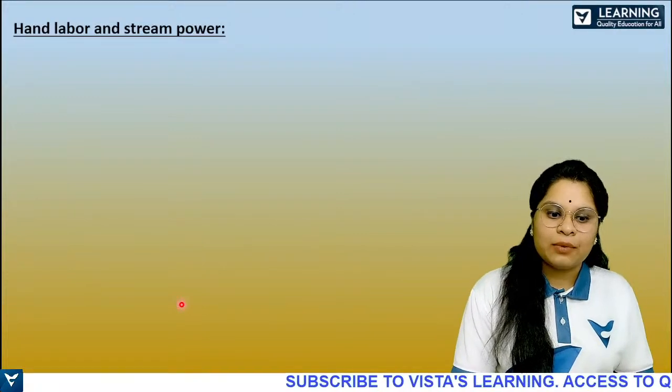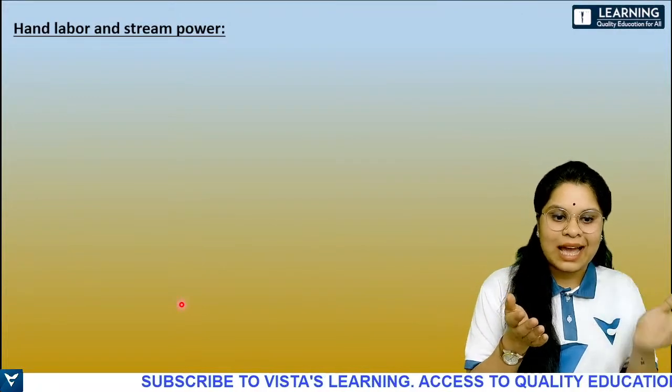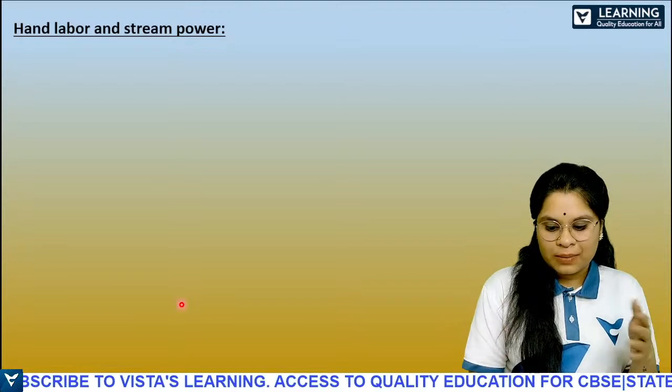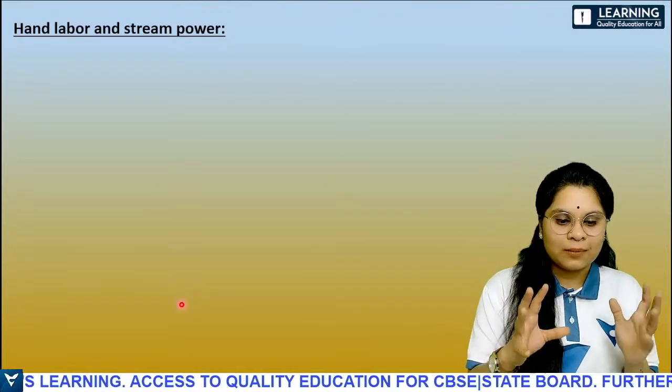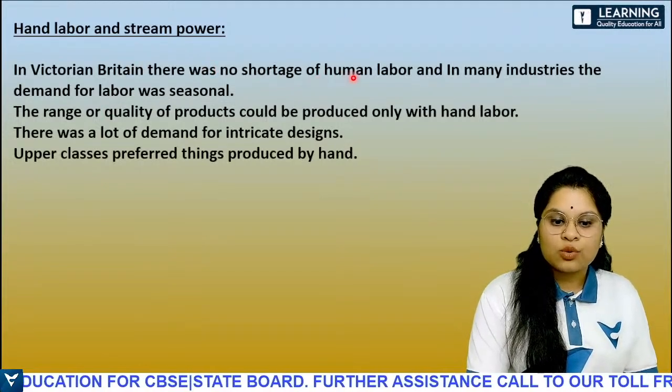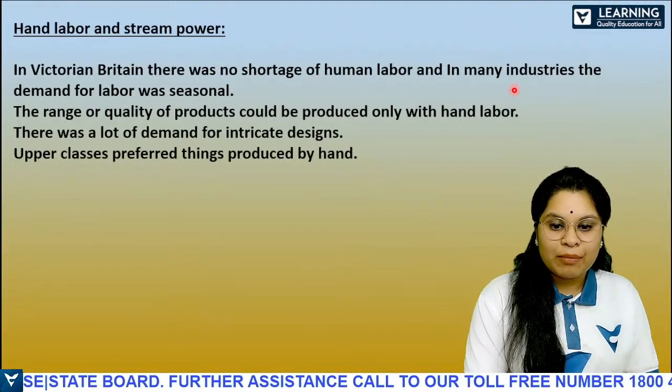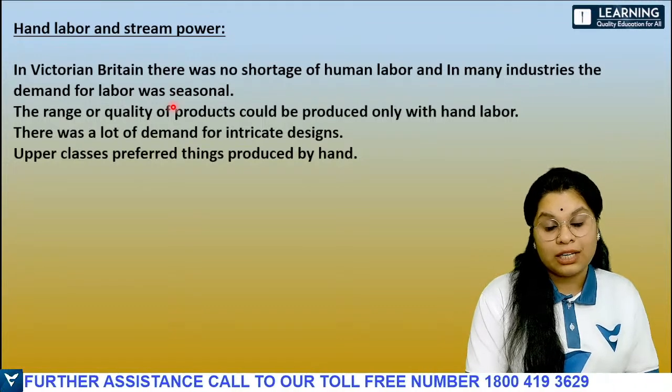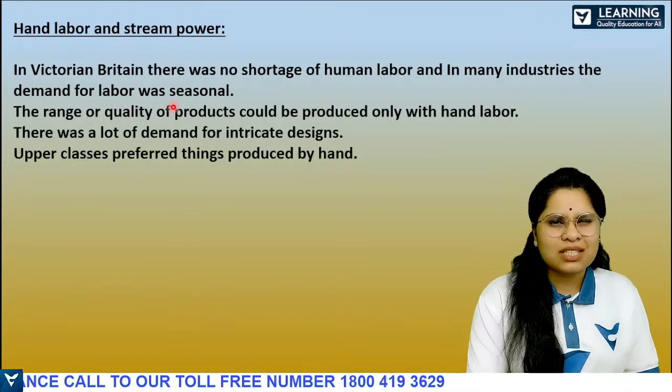So next is hand labor and steam power. So there are two things, hand labor and steam power, basically manual and mechanical. So what's the difference? So in Victorian Britain, there was no shortage of human labor, and in many industries, the demand for labor was seasonal. So it was definitely seasonal.